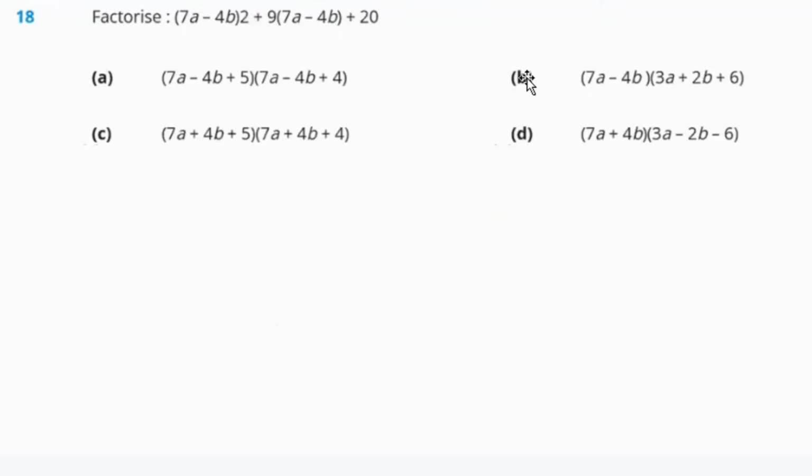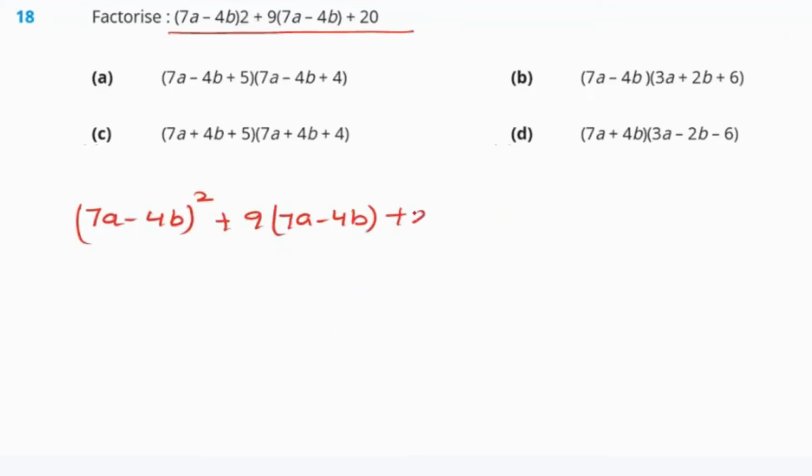Now we are moving towards the next question, which is question number 18. Question number 18 is saying we need to factorize this. When we are going to factorize this, it is (7a minus 4b) whole square plus 9(7a minus 4b) plus 20. Correct. So this we can leave as it is first.